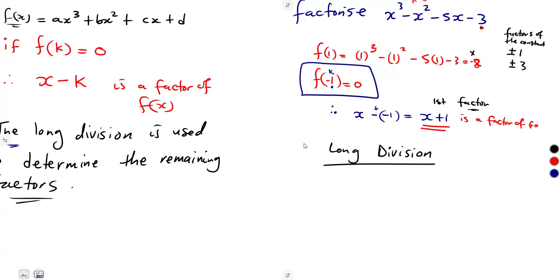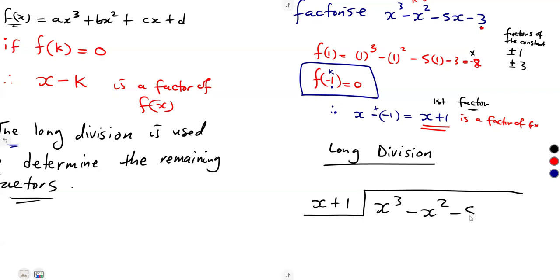For those who want to use long division, there's another way, which is synthetic division. I'm going to have another class separate to that. So with long division, you take your expression, the one that you're given, and divide by what? x plus 1. This is your factor. So it's going to be x plus 1 into that function, x cubed minus x squared minus 5x minus 3. That's an application of long division.